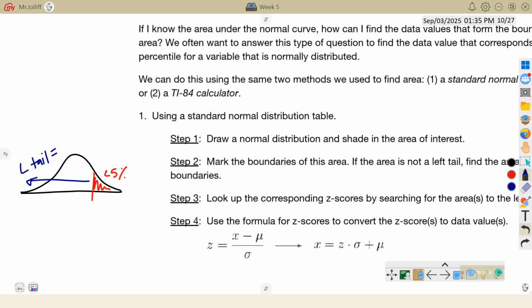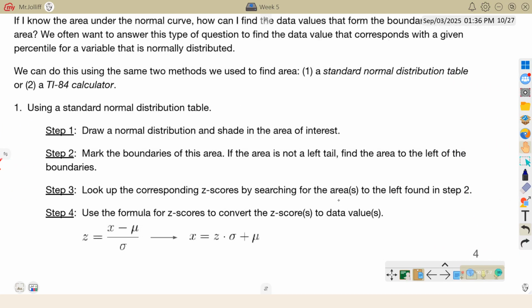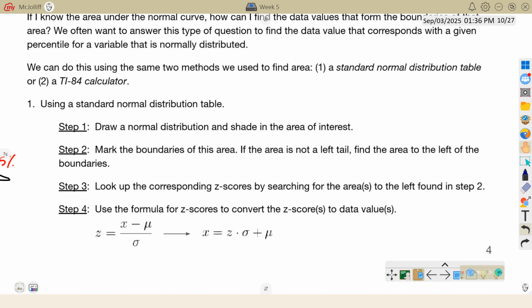Out of curiosity, if I want the boundary value for the upper 25%, what's the lower tail? Louder. 75, yeah, because it's 100% for the whole curve. So this would be 75%, and that's what I would look up in the table. Turns out we're going to do that same process for a calculator too.